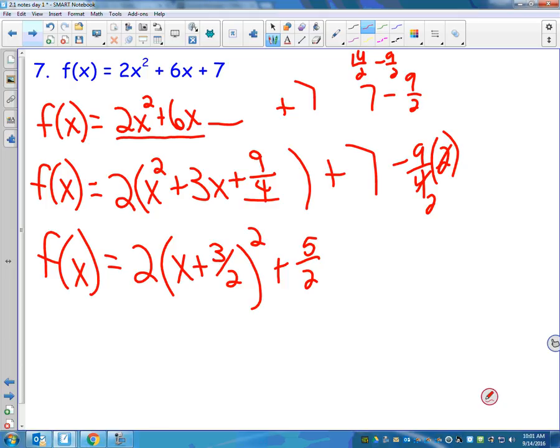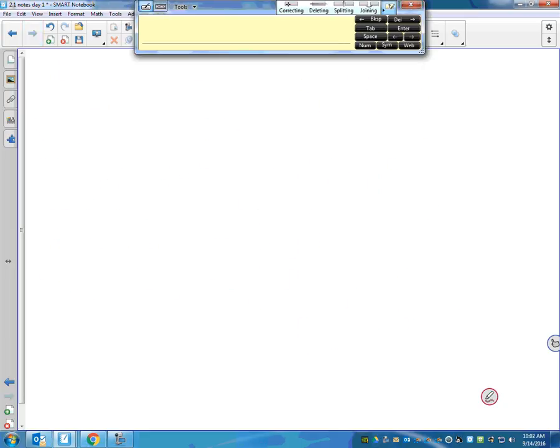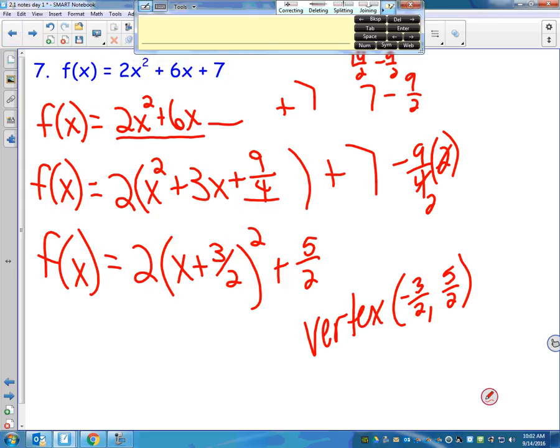Does that look like vertex form? So my vertex is the opposite side in here, so negative 3/2, comma, 5/2. What would the x's and the b?